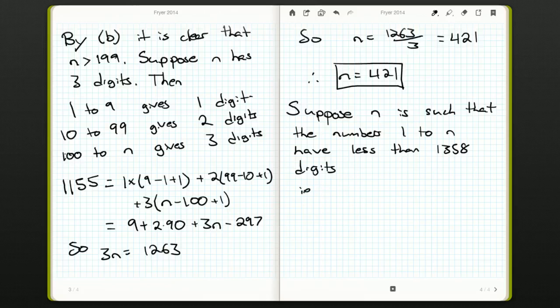So, for example, 1, 2, 3, maybe it's something like 507, and maybe 508, and maybe this 5 here is the 1358th digit. Then we'd have n would be less than 507, for example. That's what we're going for. That's our goal here.